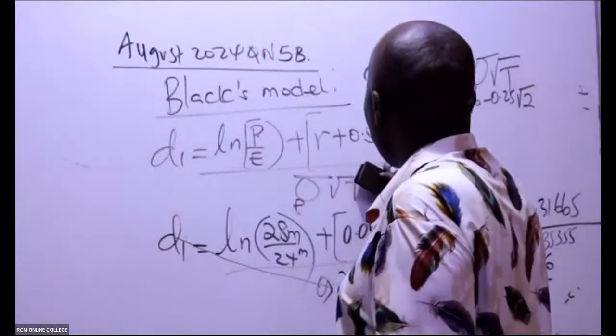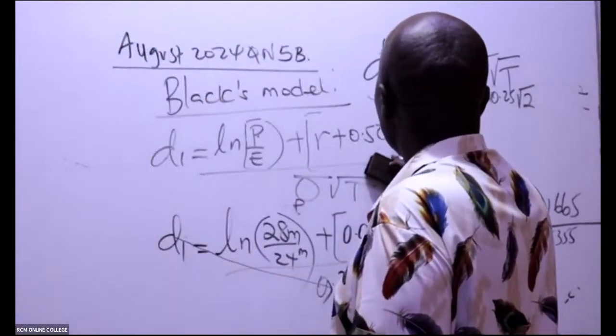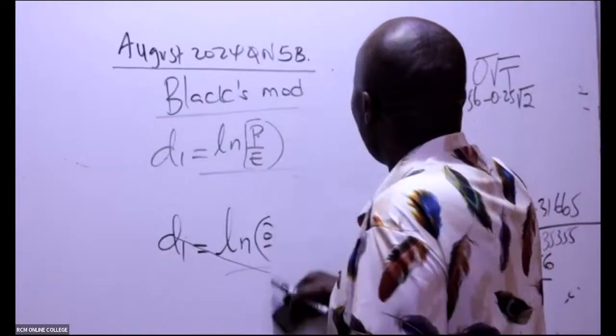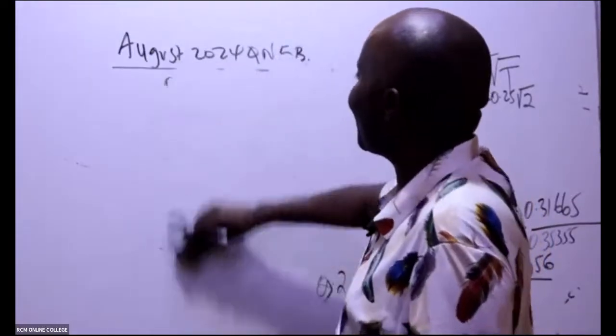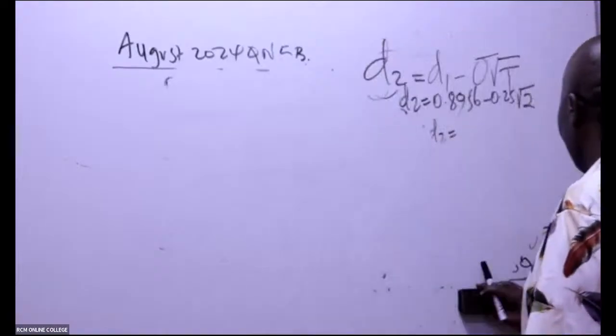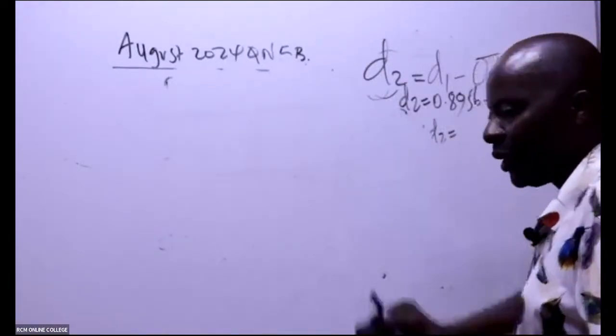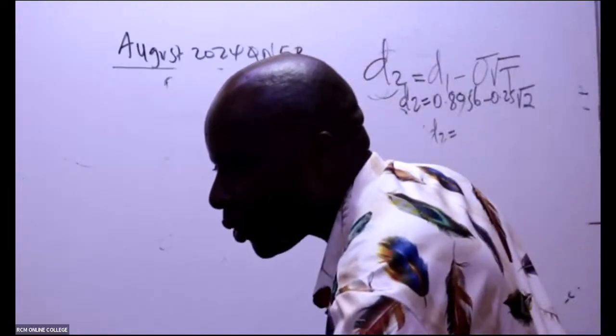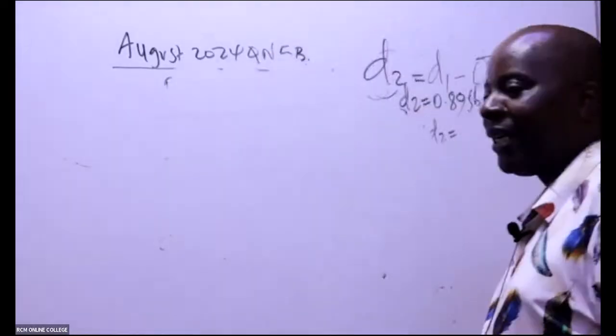Anybody who is able to give me this D2 figure? Wait, I'm alone, but I will overcome. The Black's model is called Black's model. So then our D2, oh, I've rubbed mine. I'm really sorry.